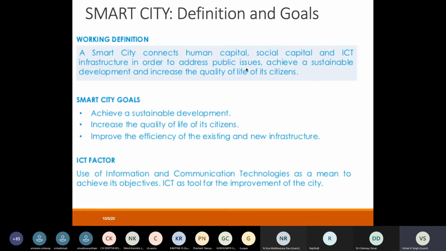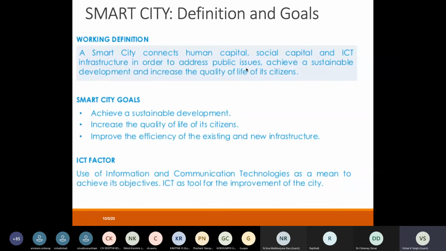So, it is basically what I said, that it provides the basic necessities such as clean water, clean surroundings, clean habitat, with the help of information and communication technology. Incorporating these technologies in our day-to-day life, we can definitely improve the quality of life in these cities.